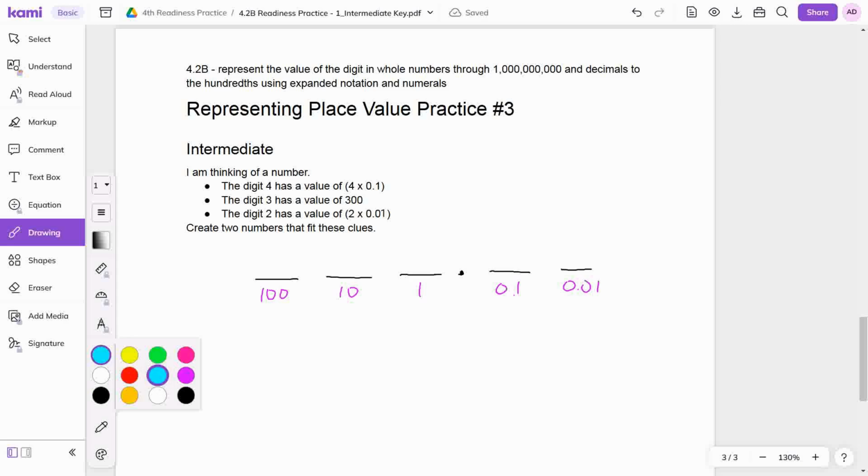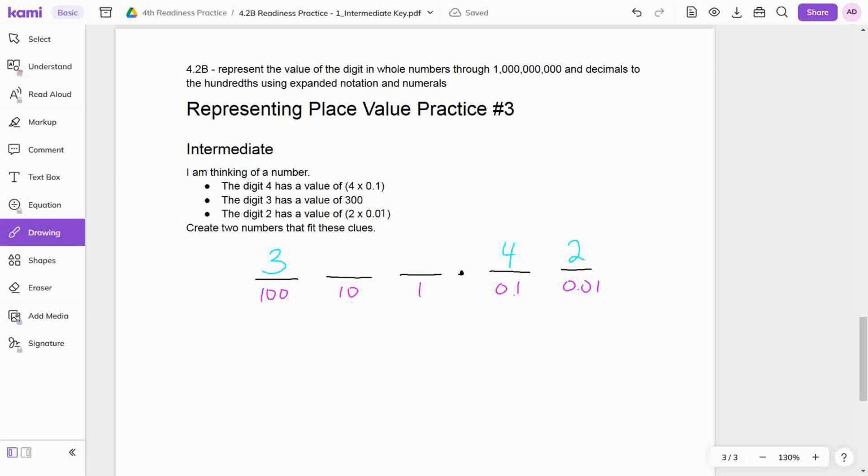So I'll put in blue what we know for sure. We've got a 4 which has a value of 4 times 0.1, or 4 times 1/10. So that means we're going to lock in our 4 right there. The 3 has a value of 300, so that's a 3 in the hundreds place. We're going to lock that in right there. And then the 2 is kind of like that first clue, but it has a value of 2 times 1/100th. So we're going to put that in right there. So then those are my clues, and I need to generate a number to fit these clues.